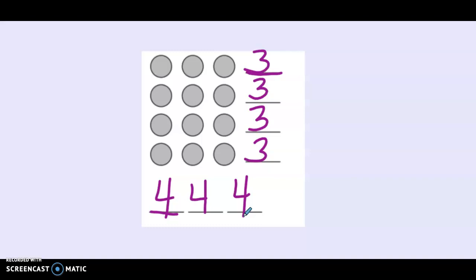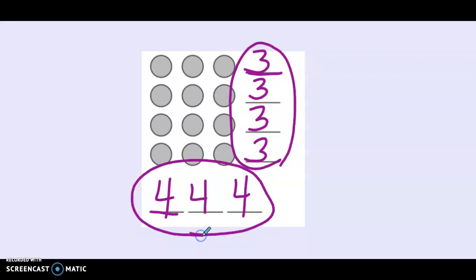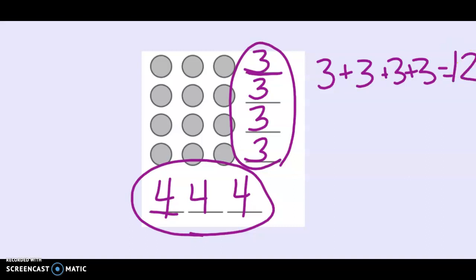Those lines are for us to write 2 different addition equations. When I add up this array, I can add all of the rows or all of the columns. Watch me make my 2 equations. 3 plus 3 plus 3 plus 3 equals, how many dots are there? There's 12 dots there. Or I could use the 4s. 4 plus 4 plus 4.